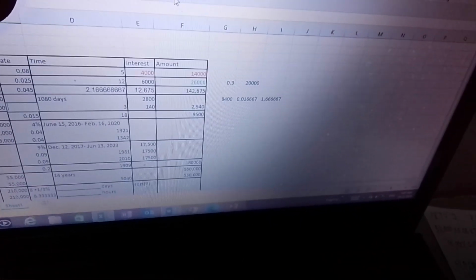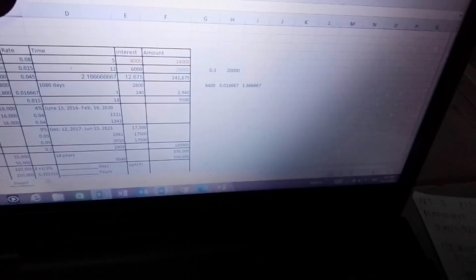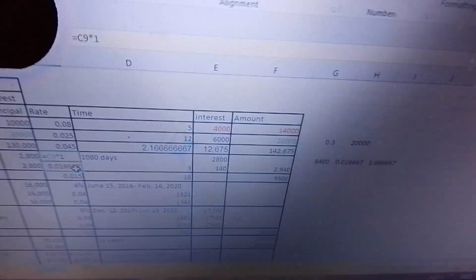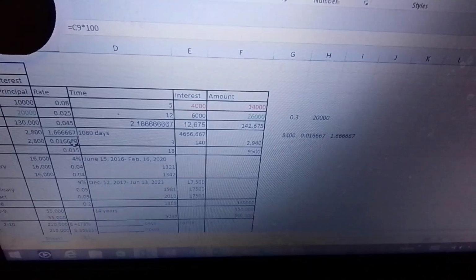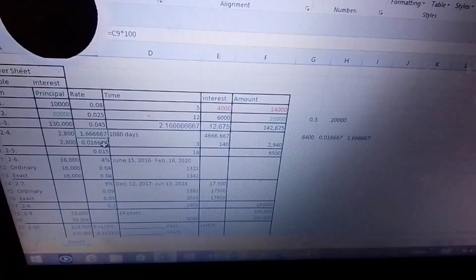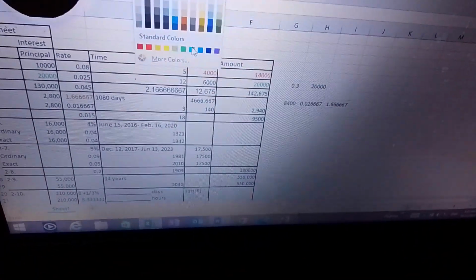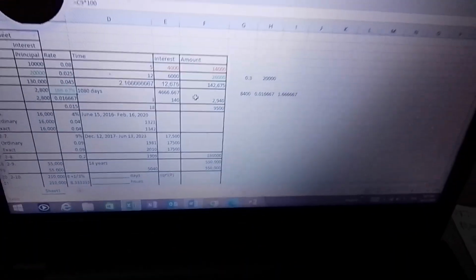So that's the answer. This is what we did: 140 divided by this, divided by this as well, and we should get this answer. Then we multiply that by 100. Do you see this? Type the asterisk and then press 100. And we're supposed to get 1.667%. Let's write this in percentage. Wait, that's wrong.